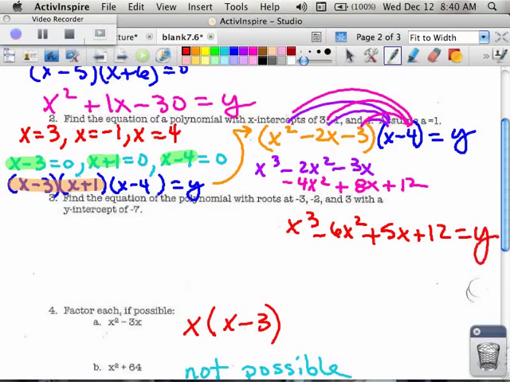Long process. One extra step compared to the previous one. All right, I think that's enough. We're going to skip number 3. You can just cross that one off. We're not going to do it. I think you've had more than enough for today.